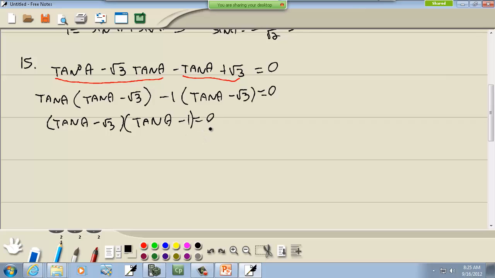Okay, zero factor property. You've got 0 on one side, you factor the other side, you set each factor equal to 0. So I'll set tangent theta minus square root of 3 equal to 0, and tangent theta minus 1 equal to 0. Well, here, take the negative square root of 3 to the right side, it becomes a positive square root of 3. Take this over, it becomes a positive 1.